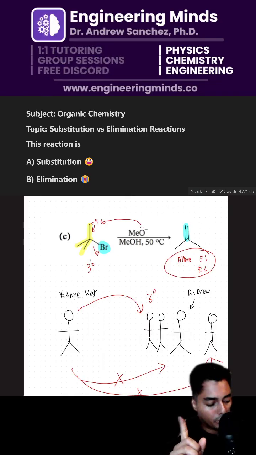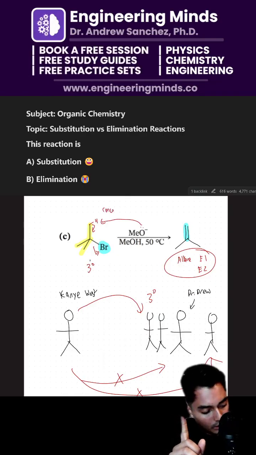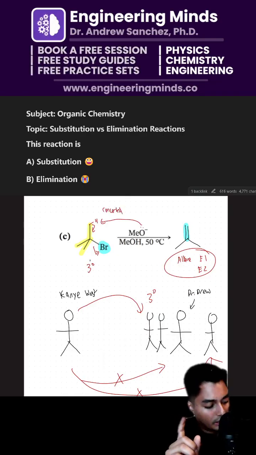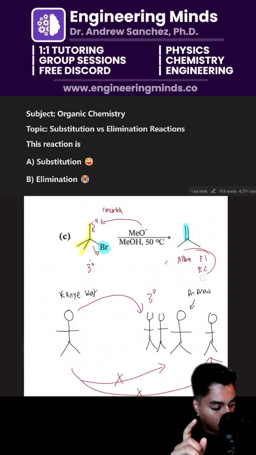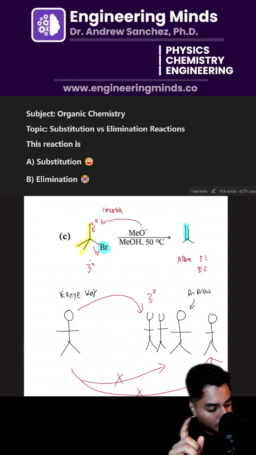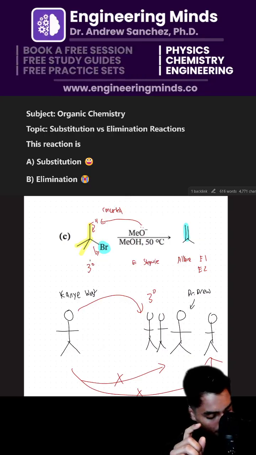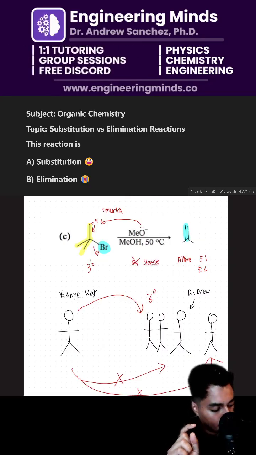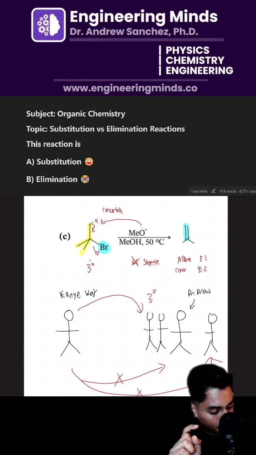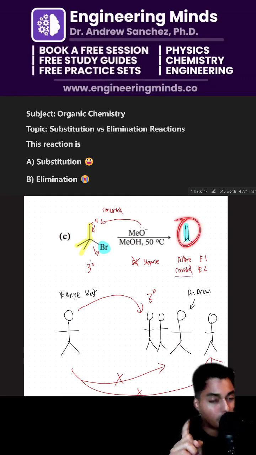E2 is only for concerted. E1 is for stepwise. So E1 is for stepwise. This one was not E1. E2 is for concerted. So every time you see an alkene double bond, always think elimination.